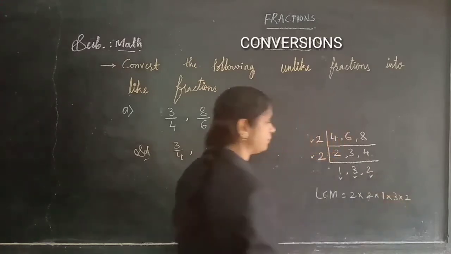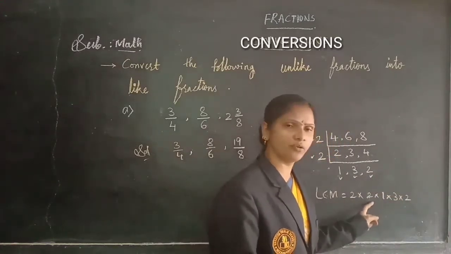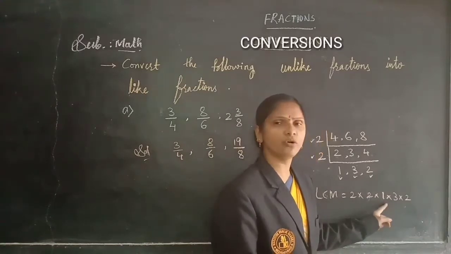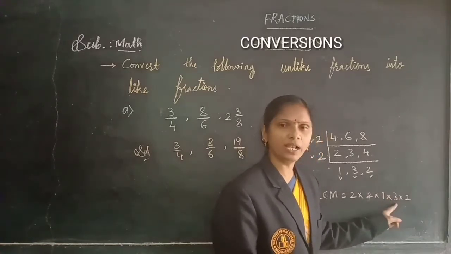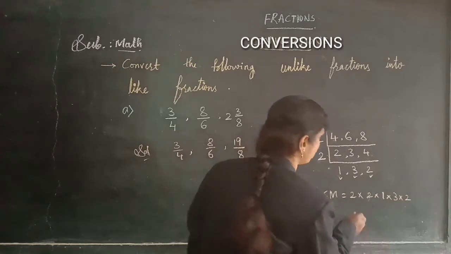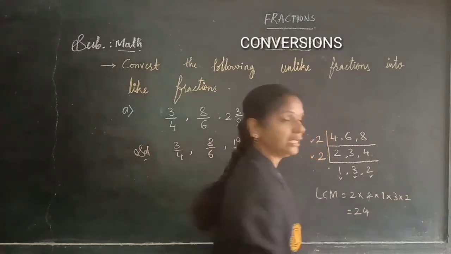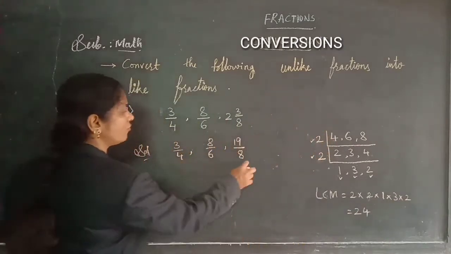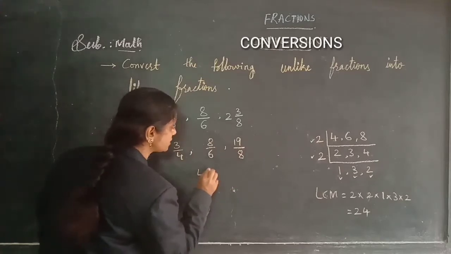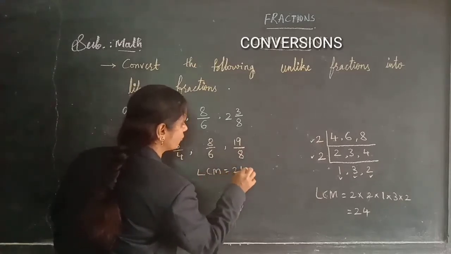Okay. Now let's multiply this. 2 2s are 4, 4 1s are 4, 4 3s are 12, 12 2s are 24. So LCM is 24, children. So here the LCM is 24.